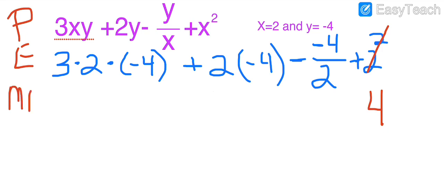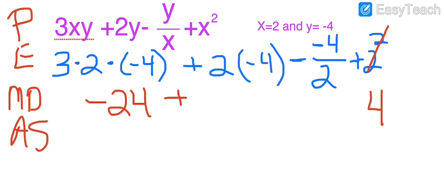Then we move on to multiplication and division. So we're going to start at the left and do all our multiplication and division from left to right. So the first one we have here is this 3 times 2 times -4. 3 times 2 is 6. 6 times 4 is 24, but because it has a negative, it becomes -24. This is a plus sign, and we're not to plus yet. We're not to the addition and subtraction because that's the last step. We're still on multiplication and division. So the next one is 2 times -4, which is -8.